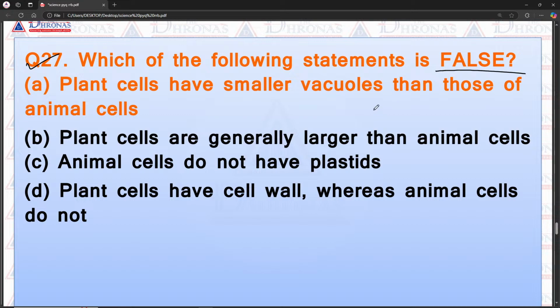Plant cells have smaller vacuoles than those of animal cells. No, plant cells always have larger vacuoles than those of animal cells. Plant cells में आपका vacuoles numbers में भी ज़्यादा रहते हैं और size में भी वो लोग larger होते हैं. And they store more amount of water and excess amounts of food. Plant cells are generally larger than animal cells. These are true. Animal cells do not have plastids. Plastids are only present in plant cells. And plant cells have cell wall, whereas animal cells do not have any cell wall. So option A is false.